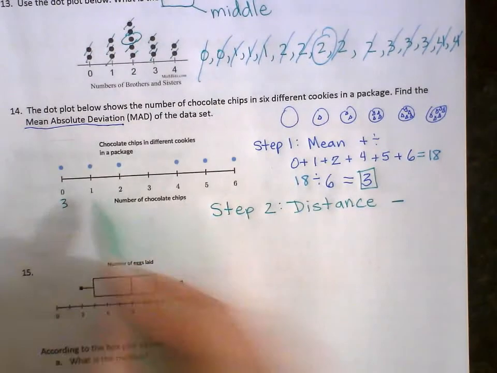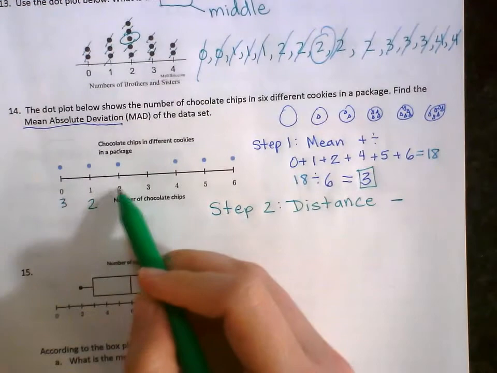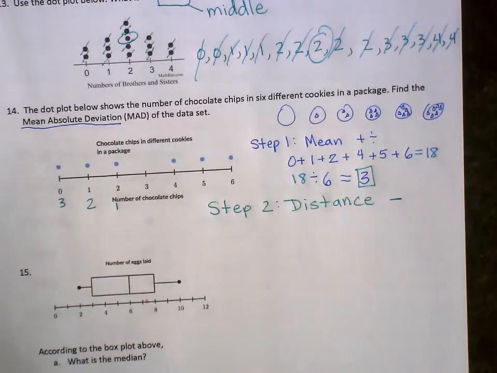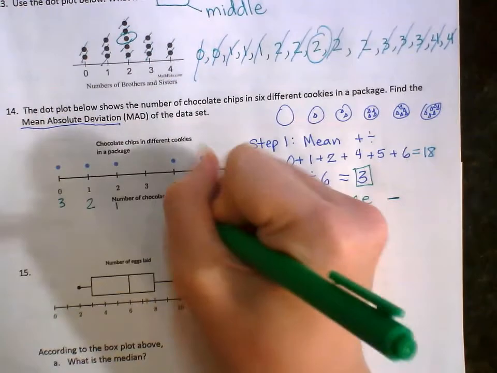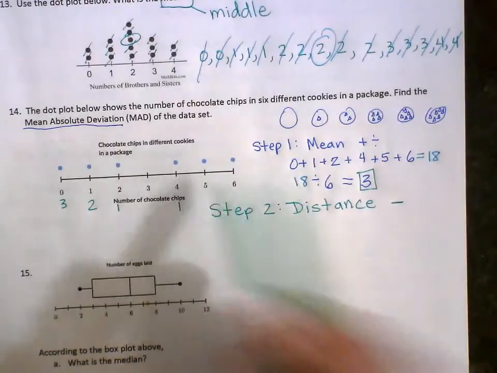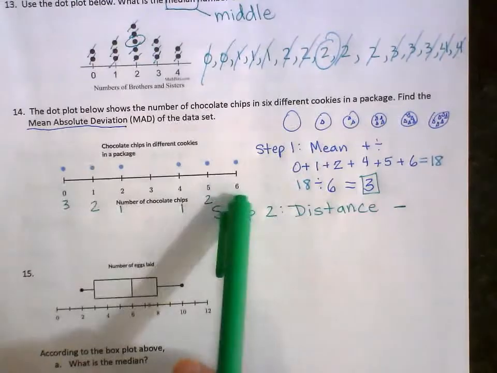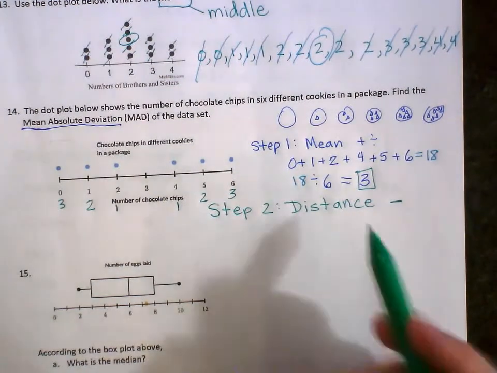1. How far away is 1 from 3? 3 minus 1 is 2. 2. How far away is 2 from 3? 1. We didn't have any at 3. 4. How far away is 4 from 3? 1. How far away is 5 from 3? 2. How far away is 6 from 3? 3. So you find the distances.